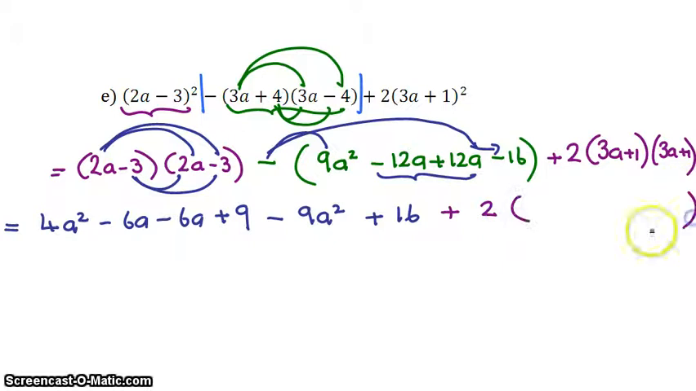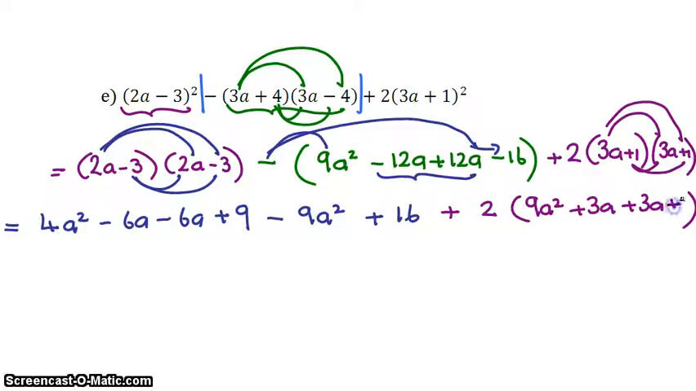Now there's still some work to do on this end bit, so I've got a 2 outside the bracket, and I still need to multiply my binomial times my binomial. So 9a squared plus 3a plus 3a plus 1. So I still have to collect up like terms at the bottom here and multiply in my 2.